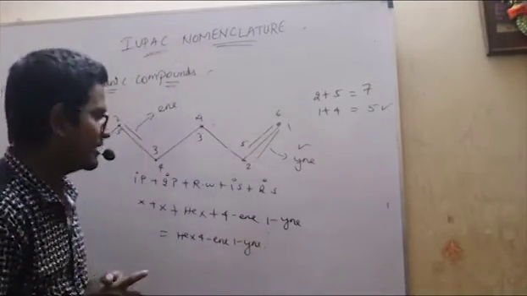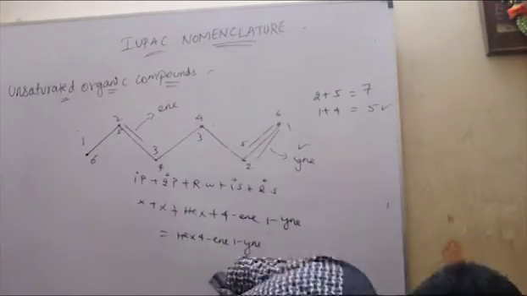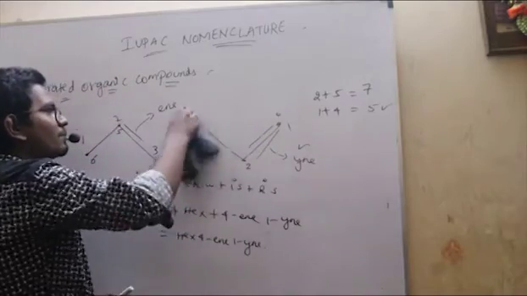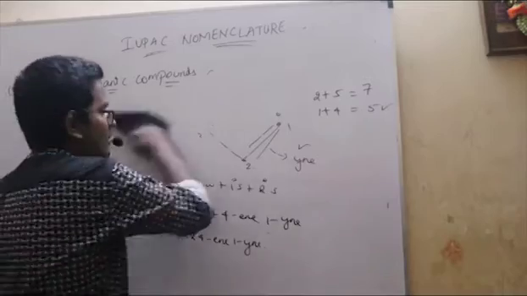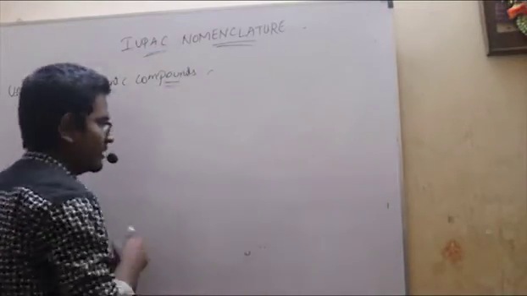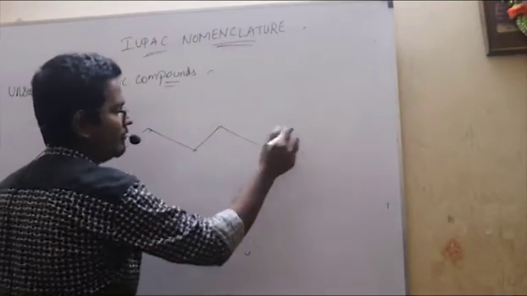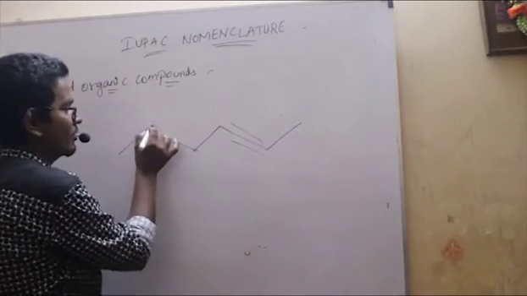I will give you one more example. I am just changing the whole situation right now. Wait. Here 6 carbons are present: 1, 2, 3, 4, 5, 6. Here a triple bond is present, and here a double bond is present.